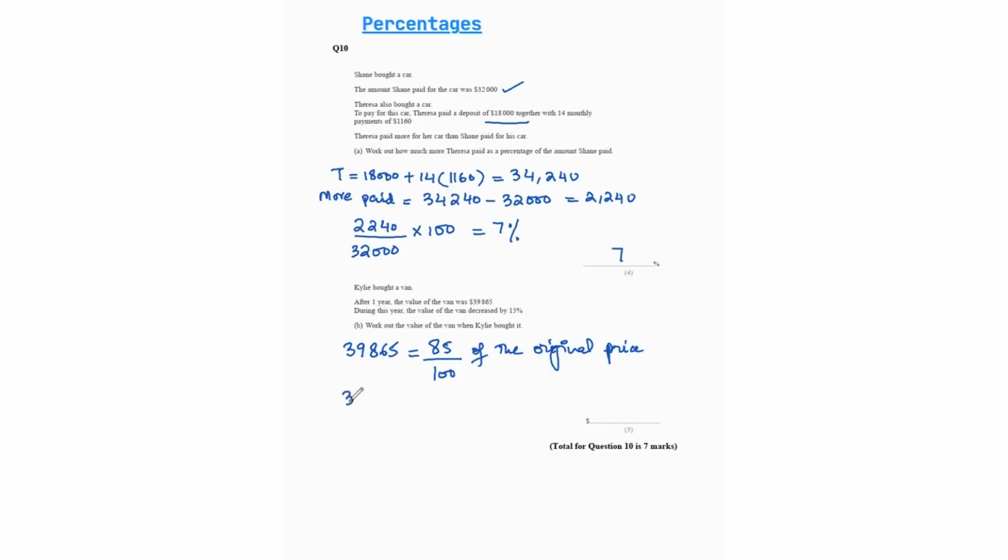So we do 39,865 divided by 0.85, which is equal to x, being the original price. So that gives us $46,900.